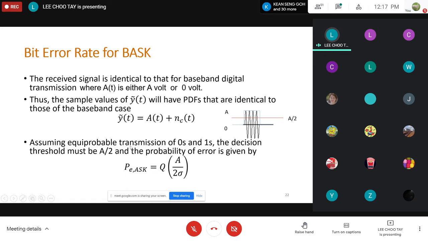Therefore, assuming equal probability of transmission of zeros and ones, the decision threshold again must be set at A/2. Then the probability of error for ASK is given by the Q function of A/2 sigma. So this is the same as the baseband unipolar signaling, the baseband OOK signaling, because the modulation concept is similar.